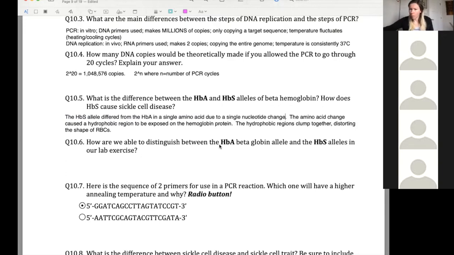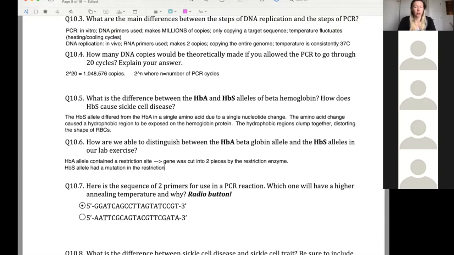I think the HBA, that's the normal one, right? Yes. They would cut the DNA, and the HBS would be left whole. Right, the HBA allele had a restriction site, so the gene was cut by the restriction enzyme. We got two pieces. And then the HBS allele had that mutation in the restriction site, and so it was not able to be cut. So it just remained in one piece.